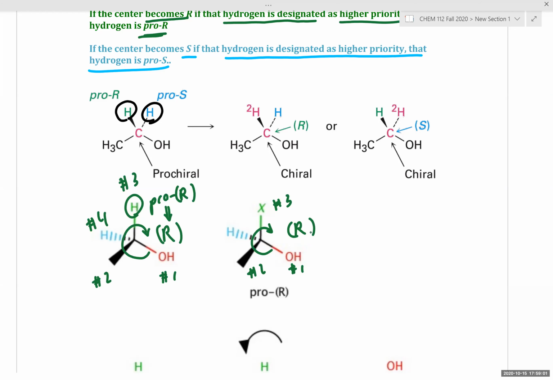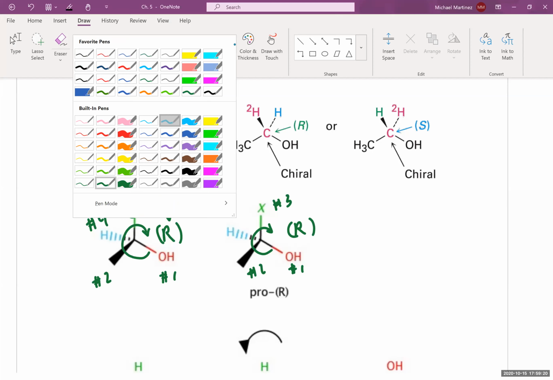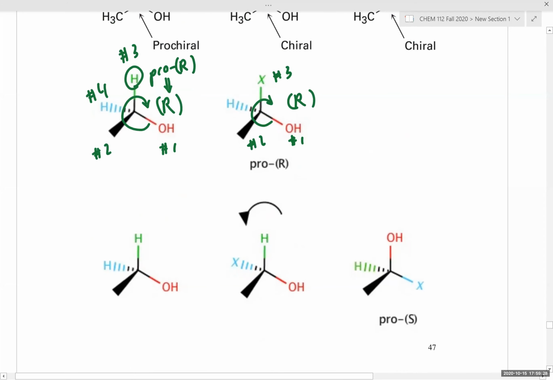So the way that I like to think about it is I like to replace my hydrogen with a group X, and then I assign my stereochemistry for that center. If the stereochemistry is R, then that corresponding hydrogen would be pro-R. How do you know which hydrogen? Now, if you know which hydrogen is pro-R, the other hydrogen by definition must be pro-S. But we can be a little more explicit with this.